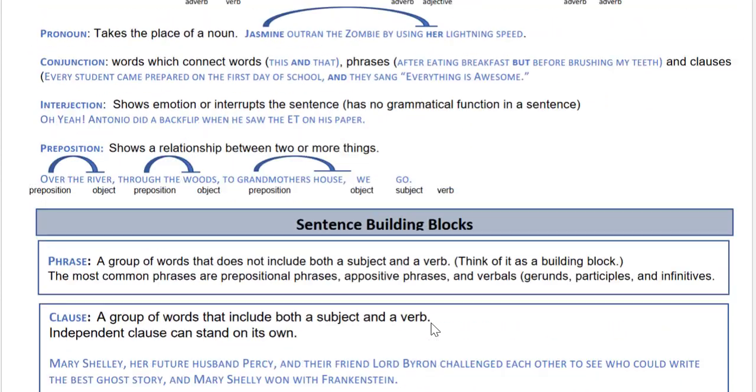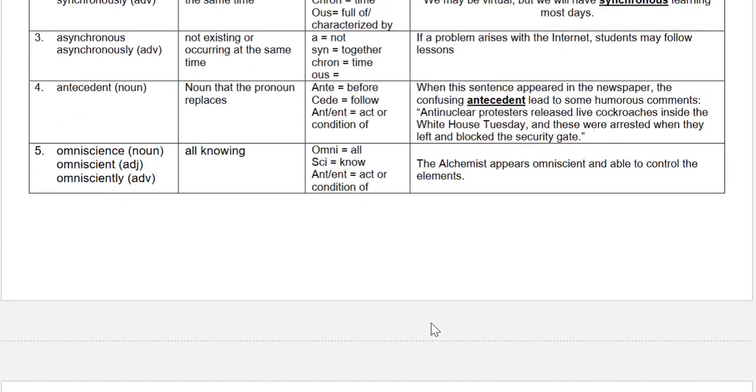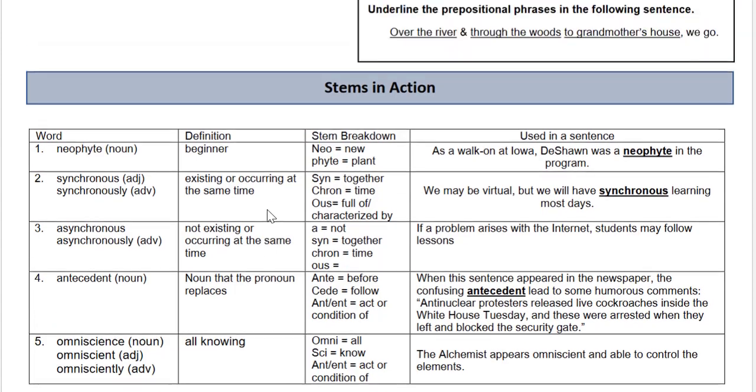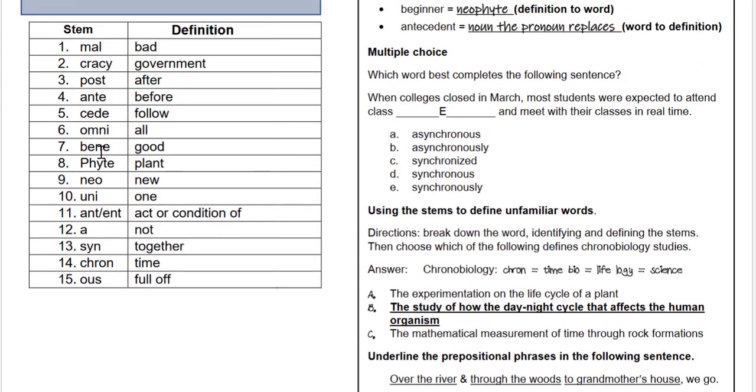So, check out this sheet. Begin memorizing these stems, and go back through and make sure you know your 8 parts of speech, what the definition of a phrase and clause are.